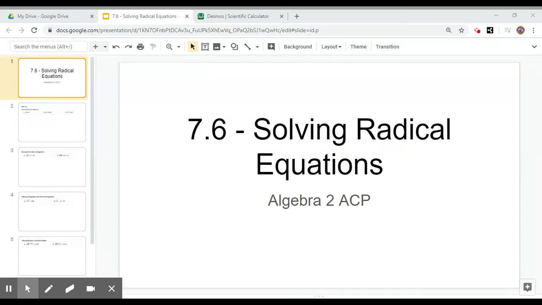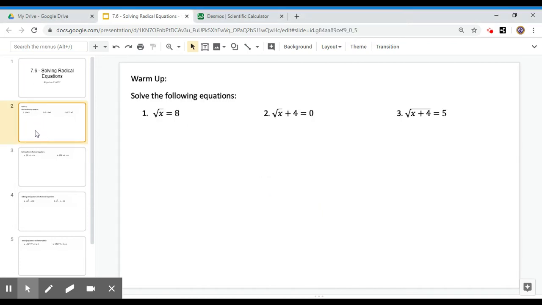All right, so in this section, 7.6, we're going to be solving equations involving radicals. So we're going to start with this little warm-up. These are all just square root equations, which we have done before. So if you recall, let's do a nice green color. I feel like I don't do green a lot.